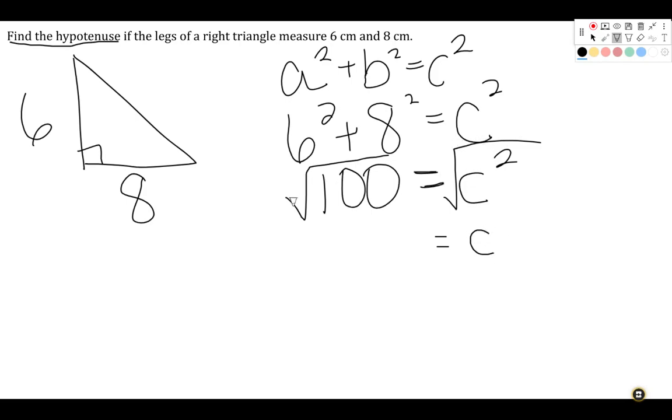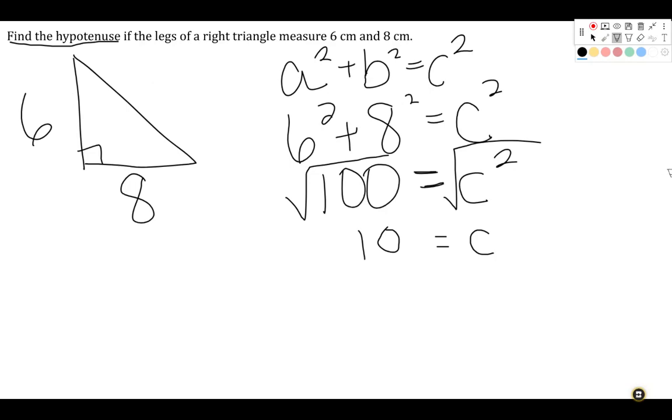You've solved for c. The square root of 100, you might have that memorized. It's 10, because 10 times 10 is 100. And 10 would make sense here. 6, 8, 10. Yes, those numbers are much more reasonable looking.